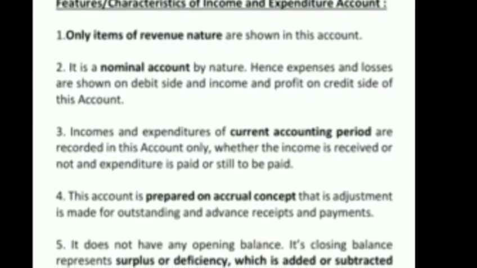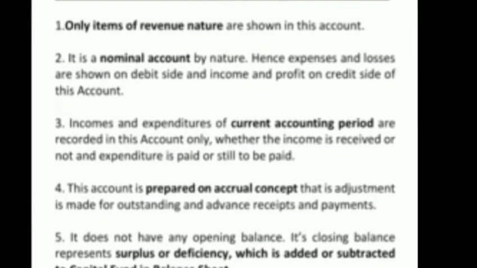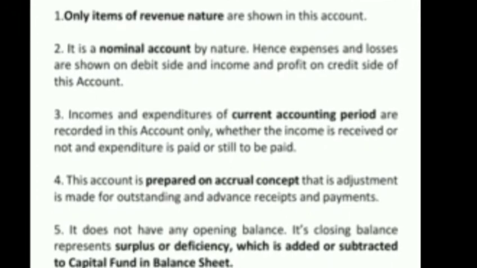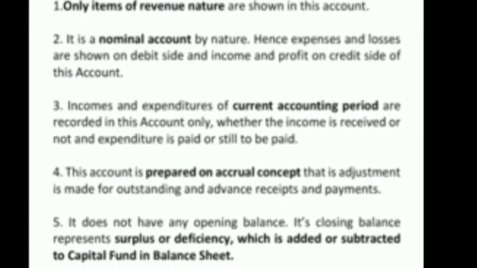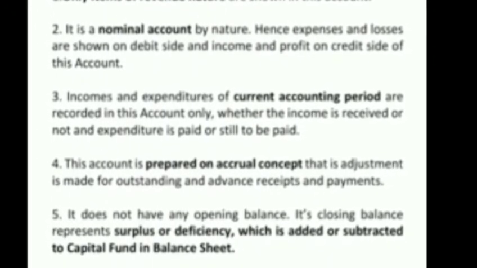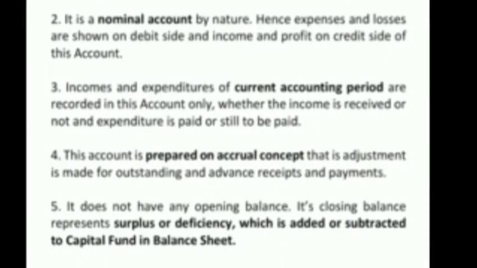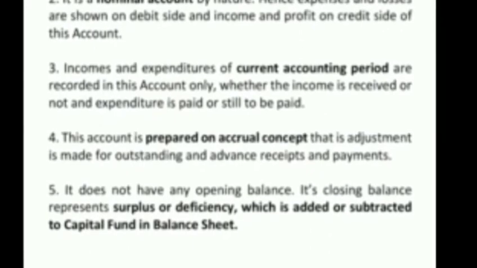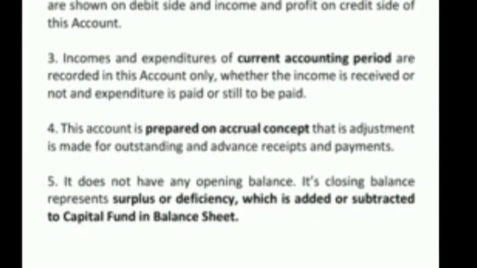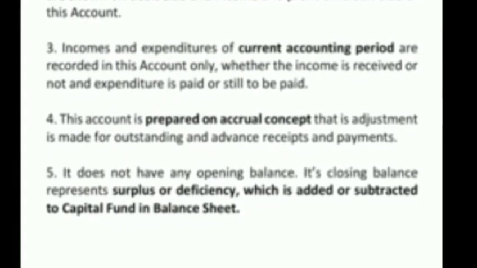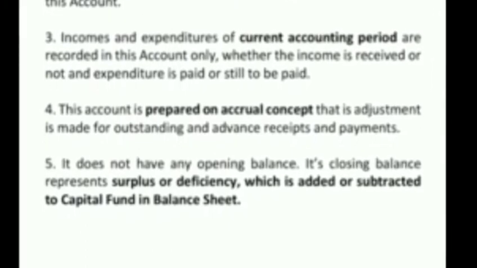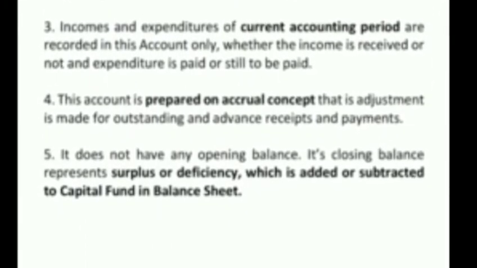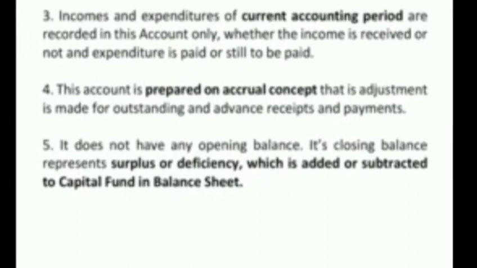Stating the features of the income and expenditure account, we can say that it only records revenue nature items. Next, it is a nominal account by form, and hence it follows the golden rule of nominal account, that is, debit all expenses and losses, credit all income and gains. Number 3 feature is that the income and expenditure account is similar to the profit and loss account. It is prepared on accrual basis.